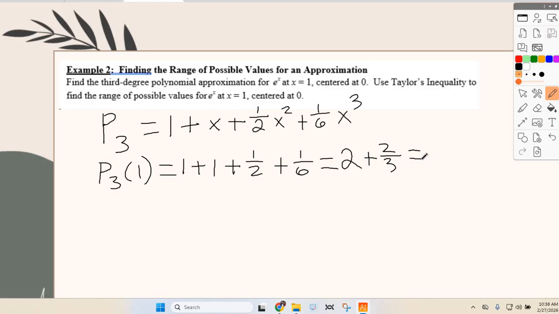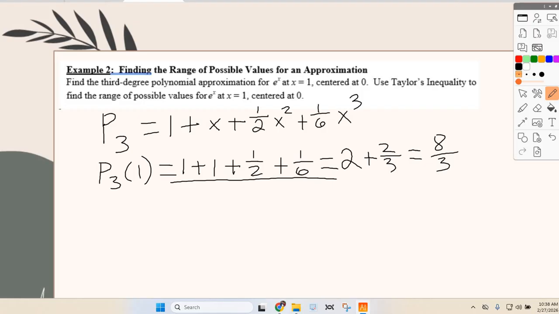Okay, and then what would 2 plus 2/3 be? 8/3. So that would be our approximation. Again, for your response question, we are fine to leave it like that. Multiple choice question, they are going to reduce it to get 8/3. So that's kind of our first part.